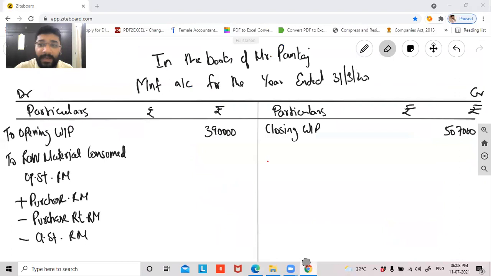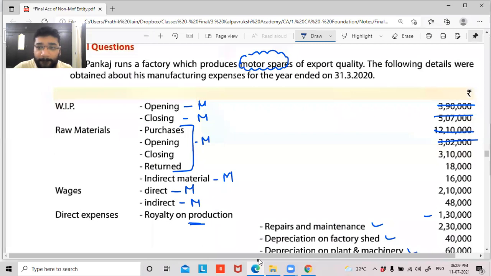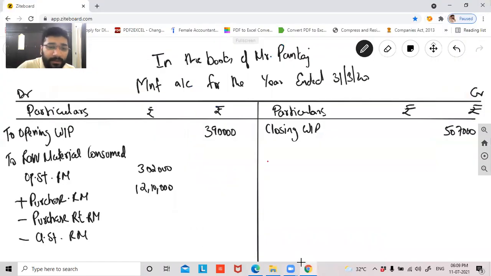So opening stock of raw material is 3,02,000 rupees. Add purchase of raw material, which is 12,10,000 rupees. What is my purchase return, guys? 18,000 worth of goods has been returned, minus 18,000. Now guys, 3,02,000 is my opening stock of raw material plus 12,10,000 minus 18,000. What are we getting? Guys, are you all getting 14,94,000?